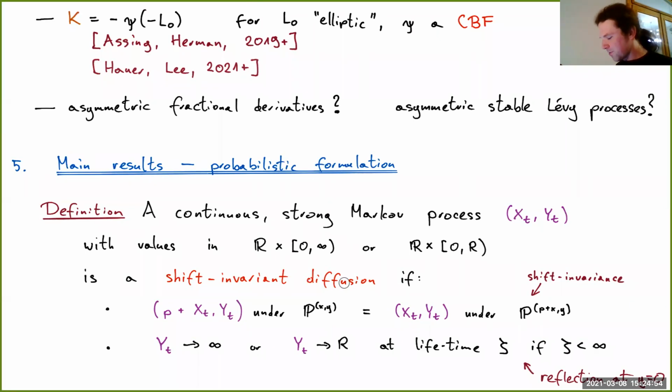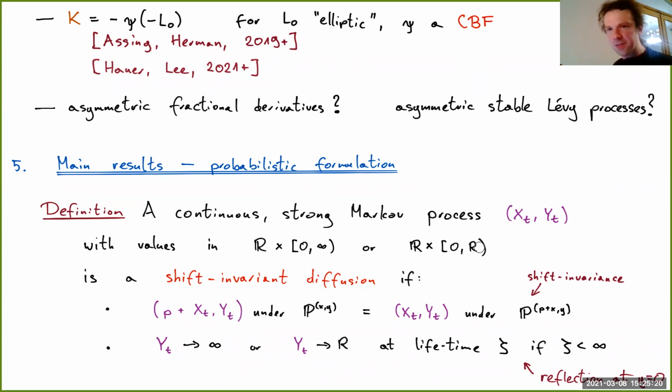So a shift invariant diffusion is a diffusion process, meaning it's a continuous strong Markov process that takes values in the upper half plane. So the product of the real line and the half line (0, ∞). In some cases, we want to restrict to a strip rather than a half line. So in this case, we multiply by the interval (0, R).